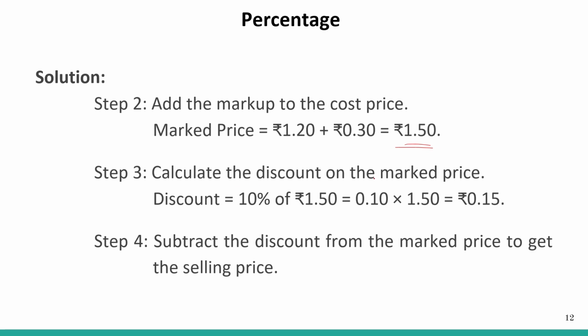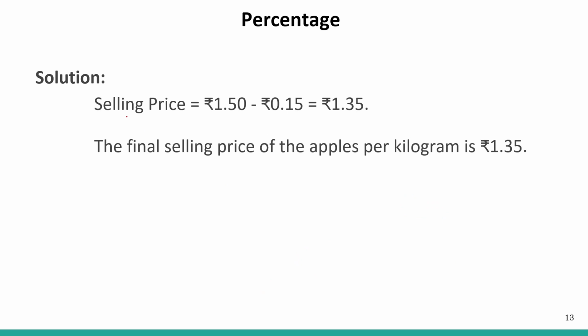So calculate the discount on the mark price. 1.50 is now the mark price. So 10% of 1.50 is equal to what? 0.15. So subtract the discount from the mark price to get the selling price. We subtracted 0.15, the discount, from the mark price, and what we are left with is 1.35 rupees. So the final selling price of the apples per kilogram is 1.35.